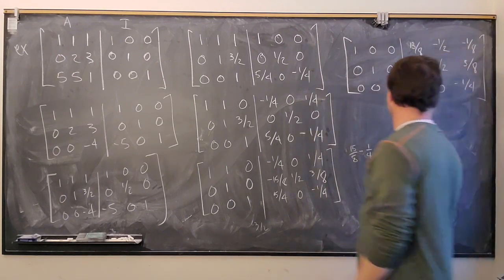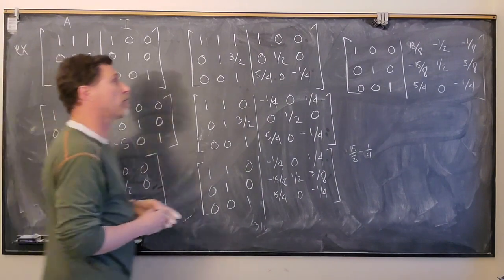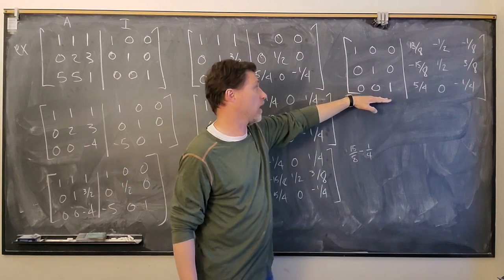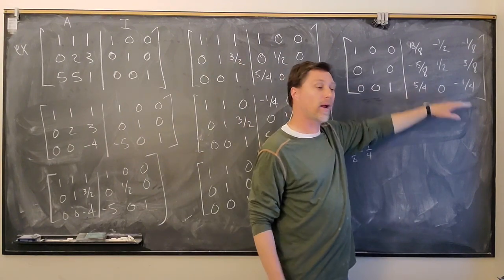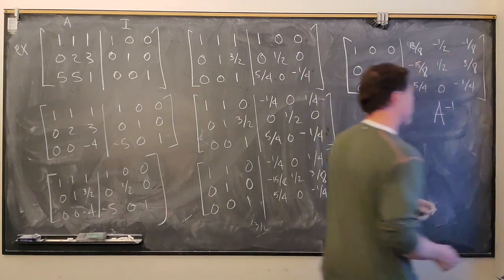All right, so notice what we've got. We started off with our matrix A, we did elementary row operations, and we eventually got the identity matrix on the left-hand side. What we're looking at on the right-hand side, that matrix right there, is A inverse.